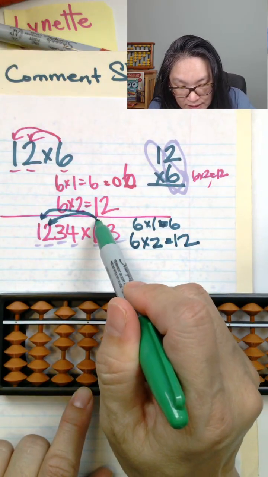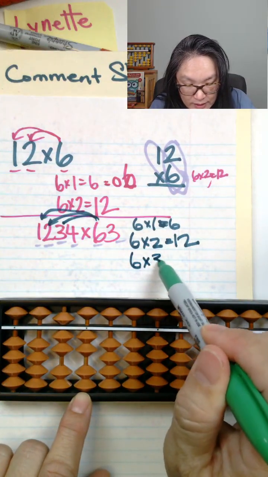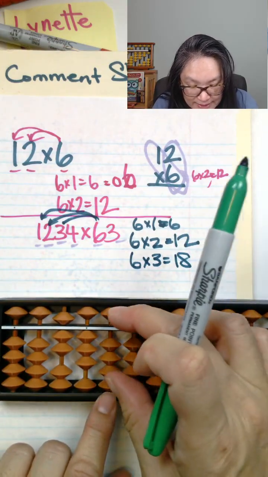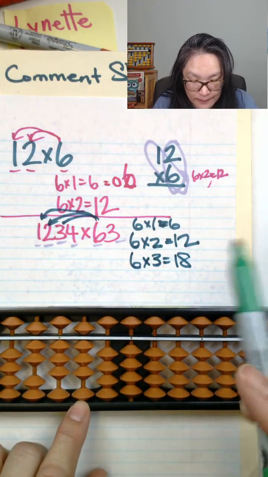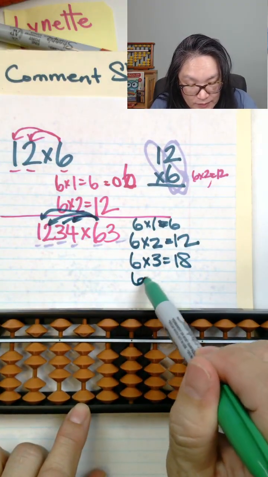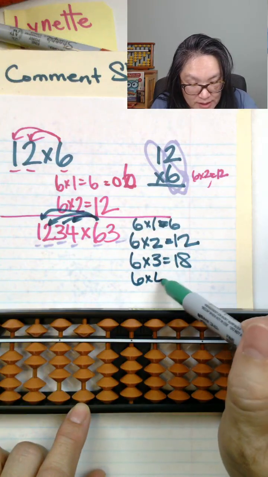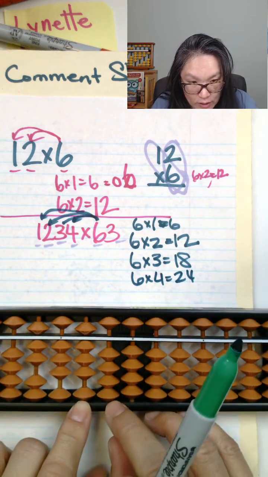So then the next one is 6 times 3. 6 times 3 is 18. So I add 1, and then I add my 8. I'm still okay. Are we okay still? We're all right? So now the next one is 6 times 4. 6 times 4 is 24. So I add 2, and then I add 4.